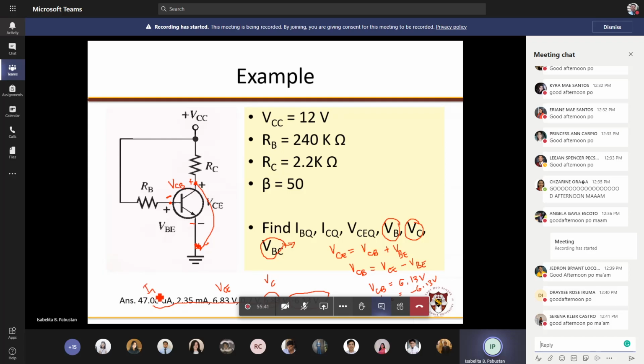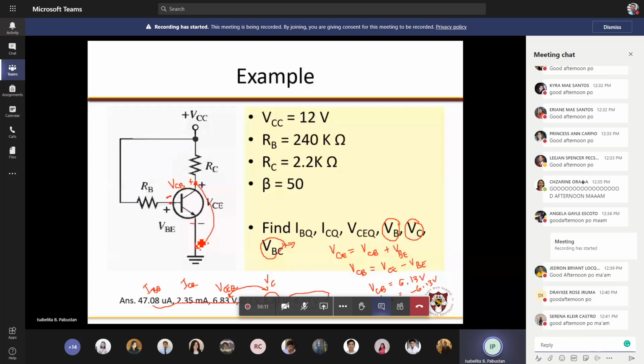Ito yung answer para sa IBQ. You just plug it in the formula. This is the answer for ICQ, and this is for the VCEQ. So, itong VCEQ dito, parehas lang dito, simply because of this circuit. From collector up to ground, you do not have any components anymore. Okay? So, be very observant dun sa circuit.